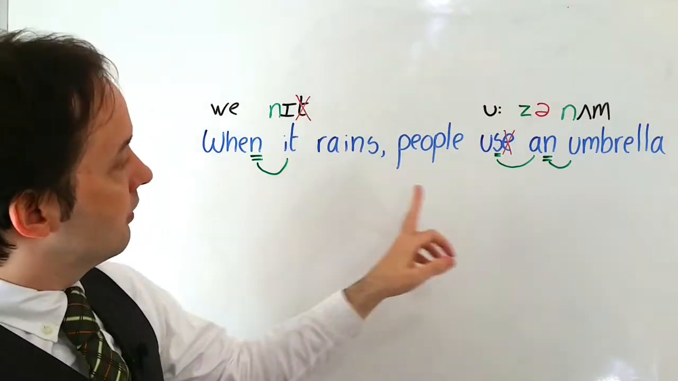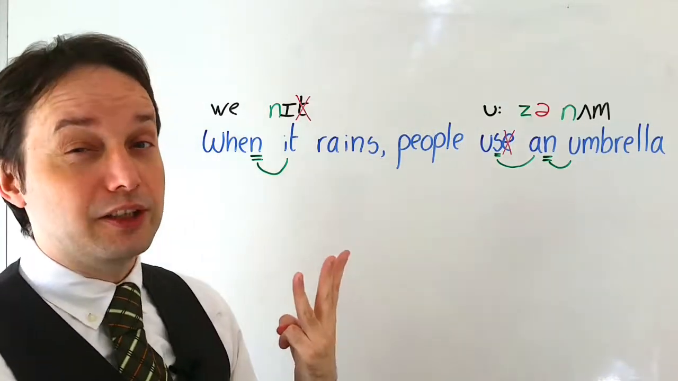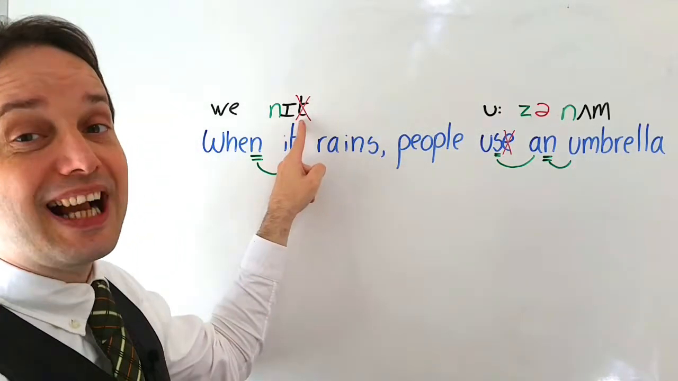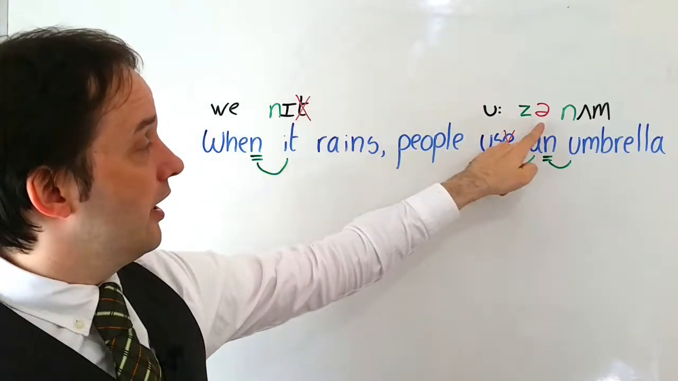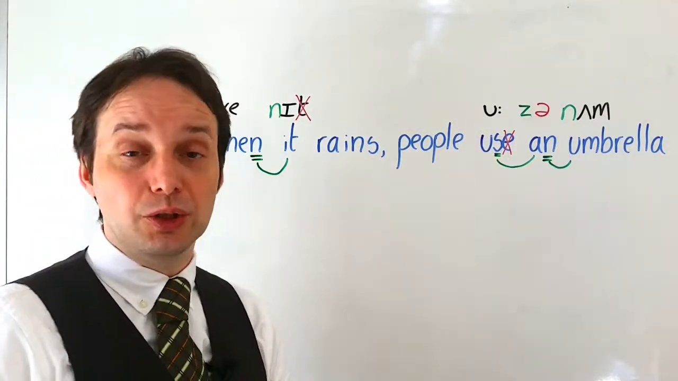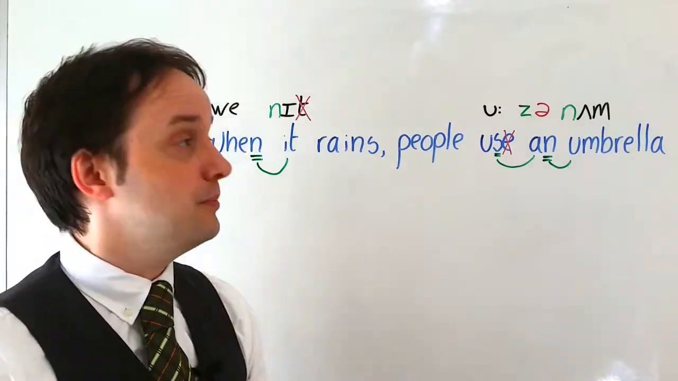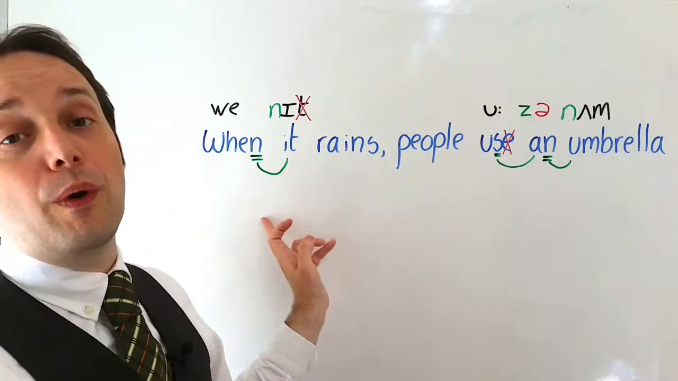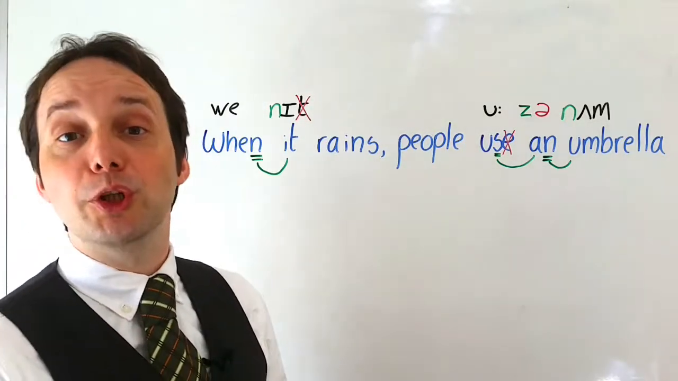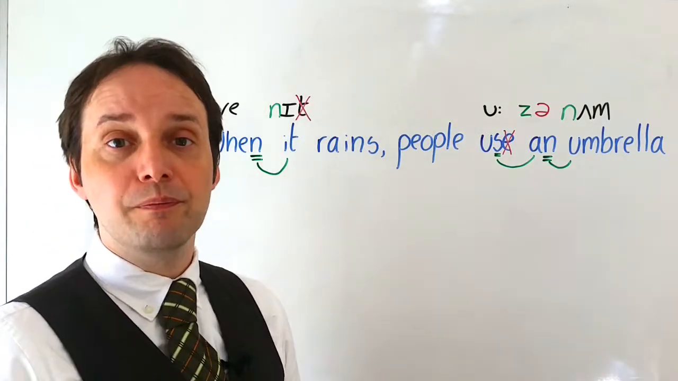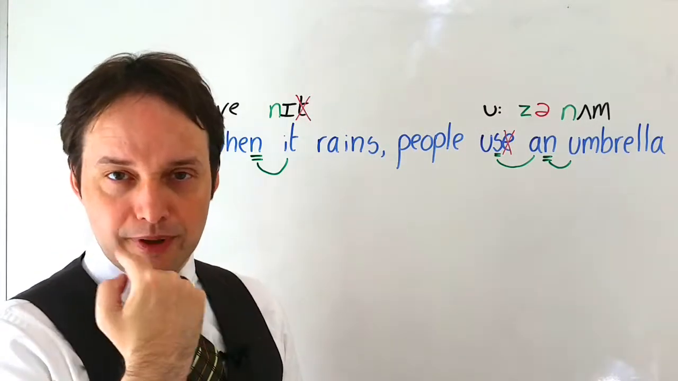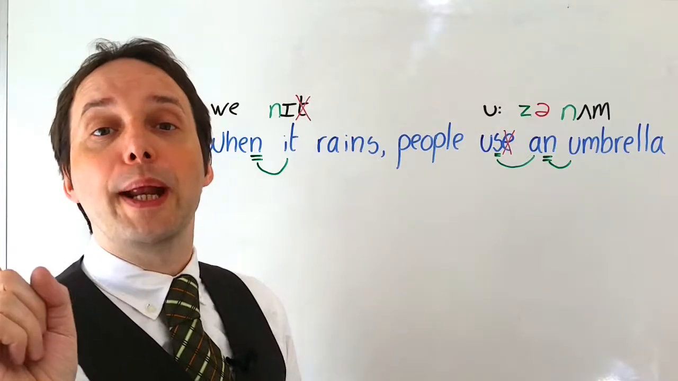We have 3 examples of connected speech. We have elision, where we don't say a sound. And we have a weak form, where the sound changes. So if we put it all together, we get, when it rains, people use an umbrella. You try? When it rains, people use an umbrella. Good. Read my lips. One more.